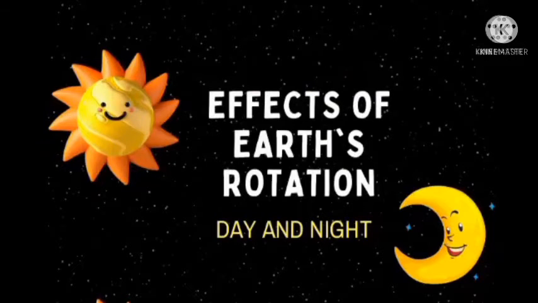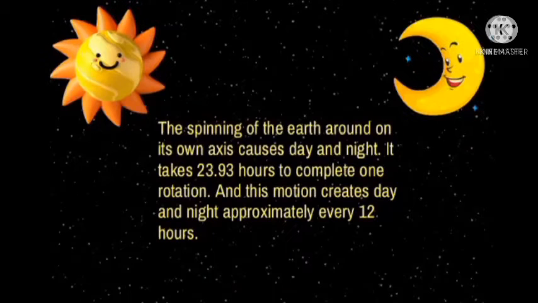The effect of the Earth's rotation is day and night. The Sun is the closest star to Earth. The Sun seems to rise in the east and set in the west. The apparent movement of the Sun is due to the direction of Earth's rotation. The rotation of the Earth causes day and night. It takes 23.93 hours to complete one rotation, and this motion creates day and night of approximately 12 hours each.